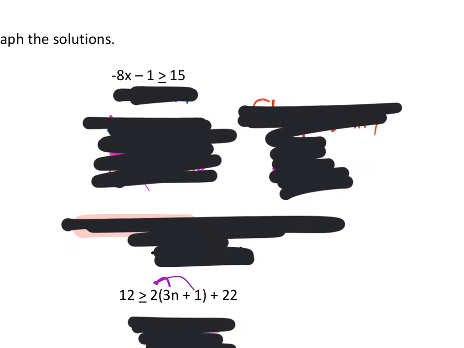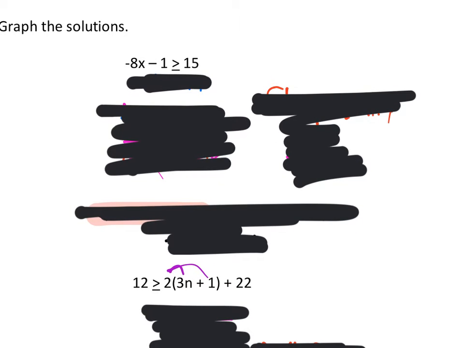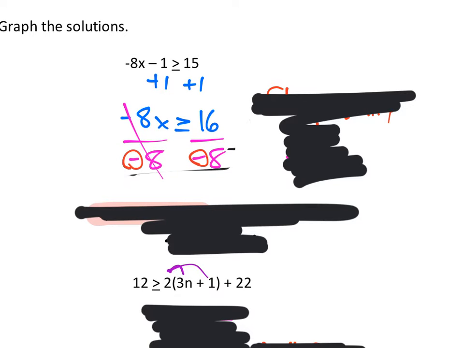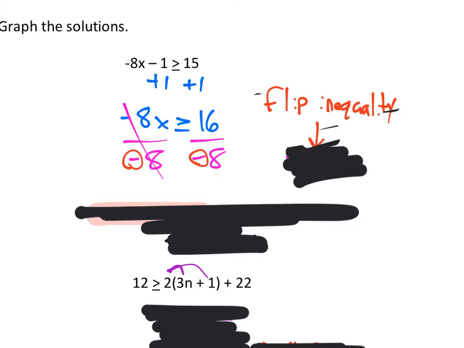All right, so really all this page is going to be is taking us through some of the different types of scenarios that can occur. So on this one, our first step would be to add 1 to both sides, leaving us negative 8x greater than or equal to 16. Now with this, we're going to divide both sides by a negative 8, which should throw off an alarm to flip the inequality. All right, notice here what has happened from our initial inequality to our final answer. It is flipped because we multiplied or divided by a negative number.